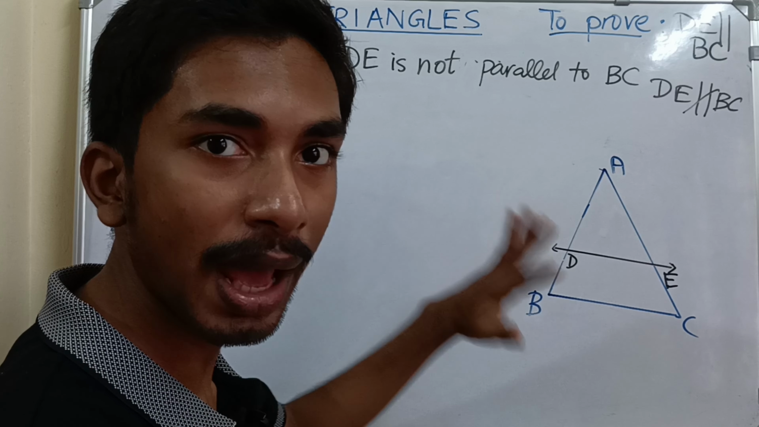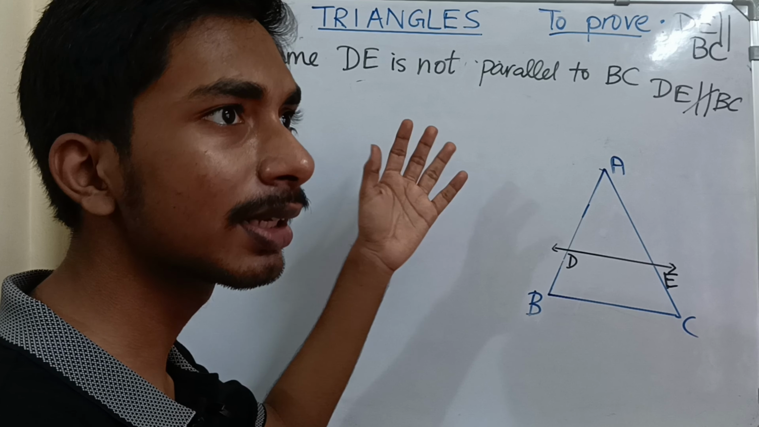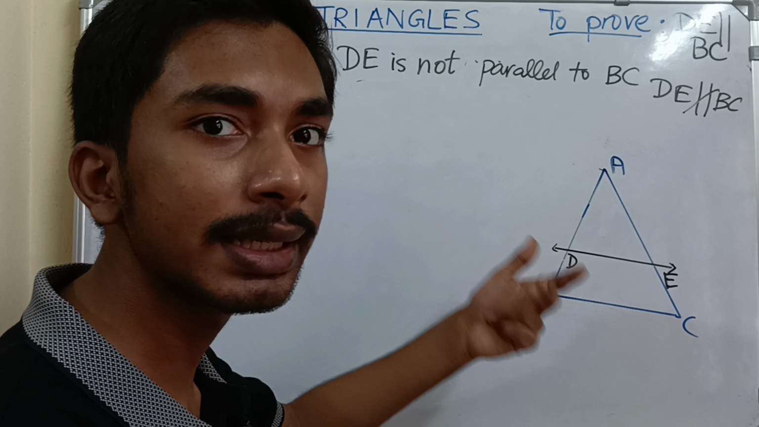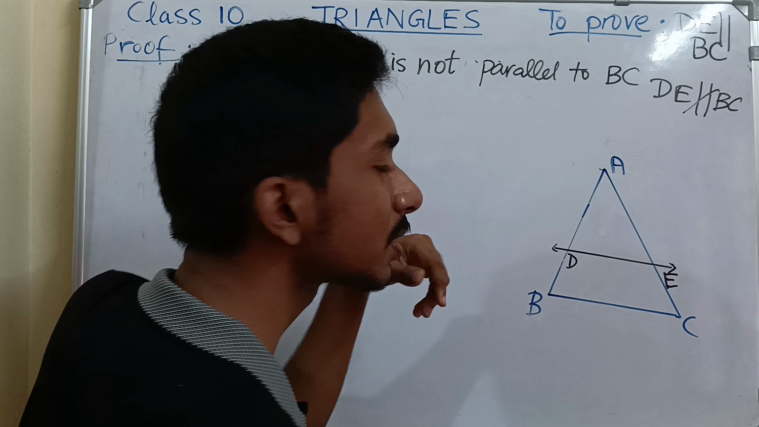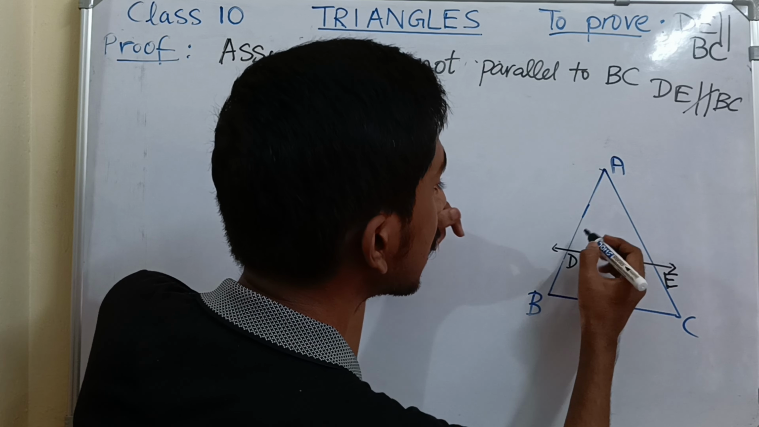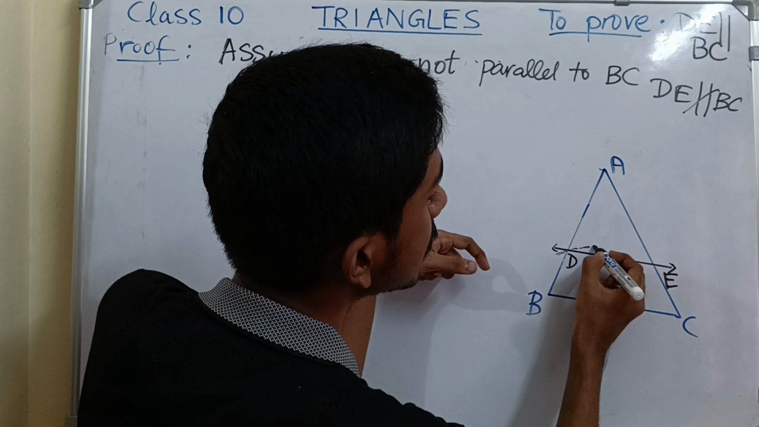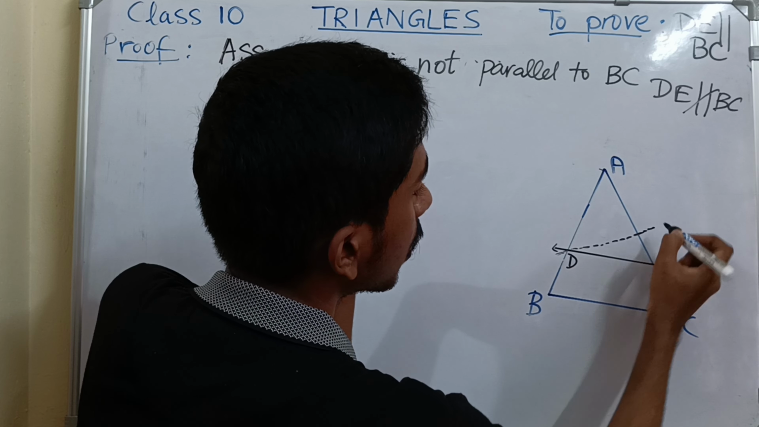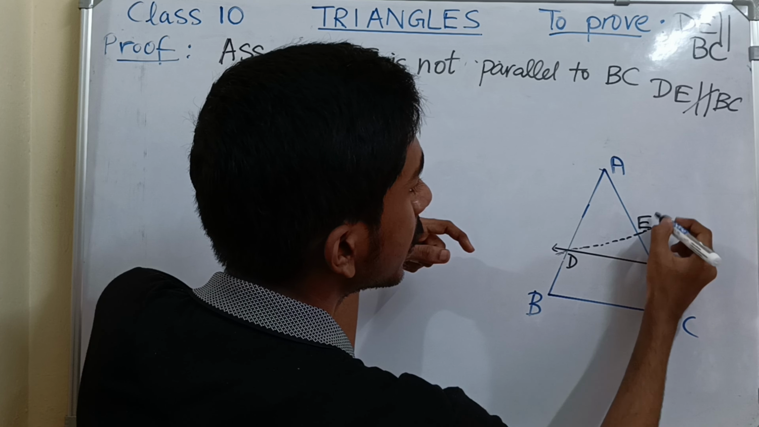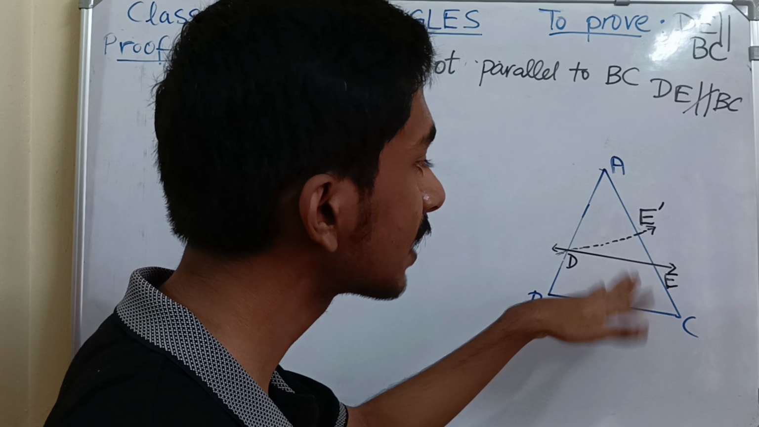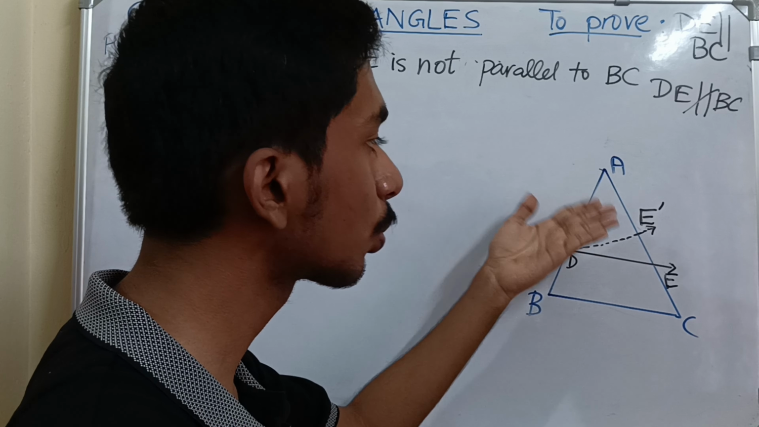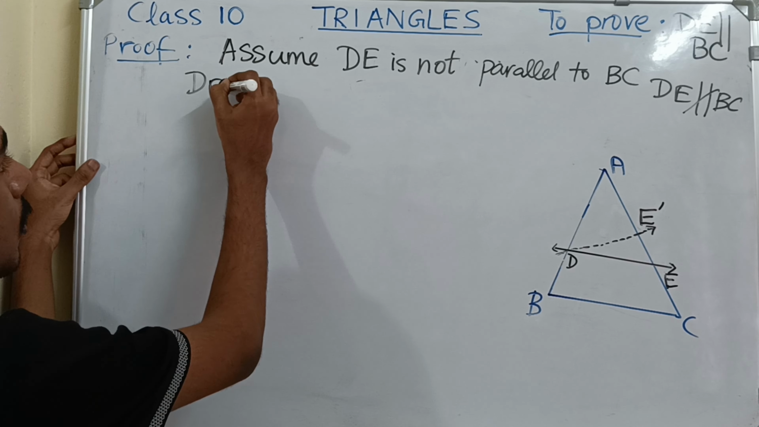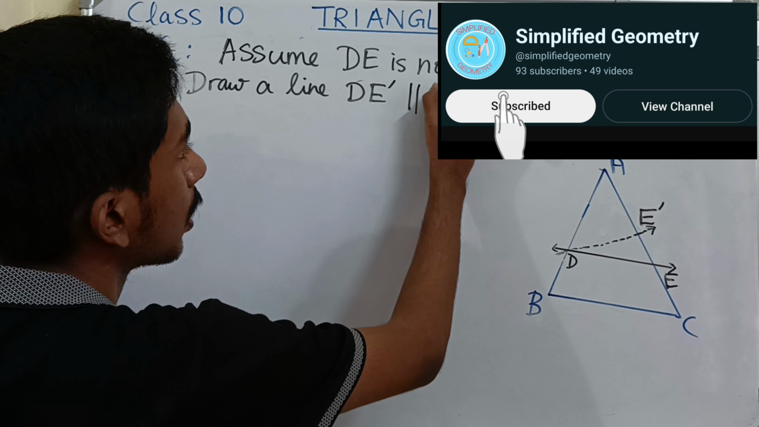If DE is not parallel to BC, as we are assuming, then there would be some other line which would be parallel to BC. Let that be DE dash. Okay, let's draw another line and see what happens. I will draw this DE dash. Actually, DE dash is not parallel to BC, but to prove that we are just assuming. So we have drawn a line DE dash parallel to BC.